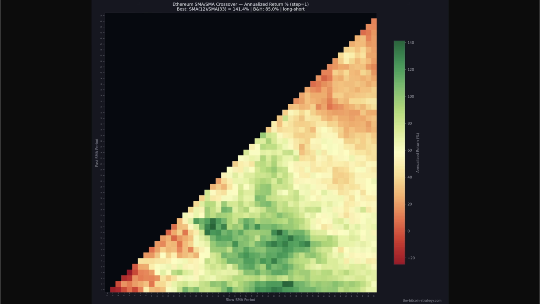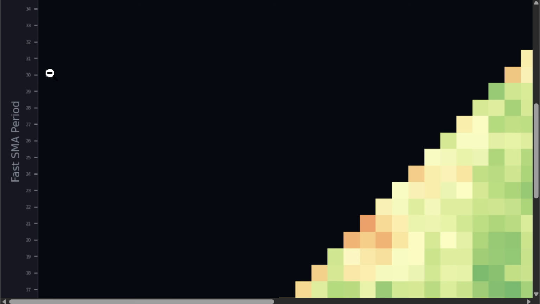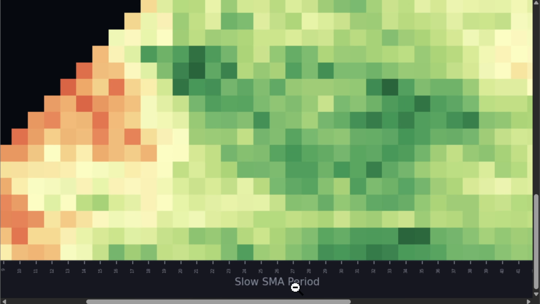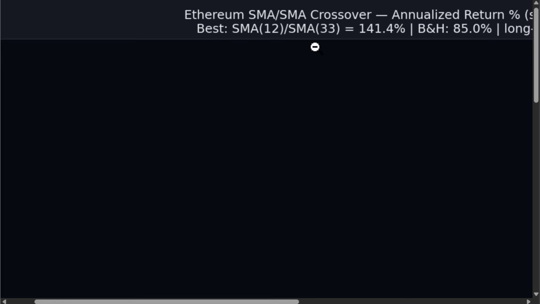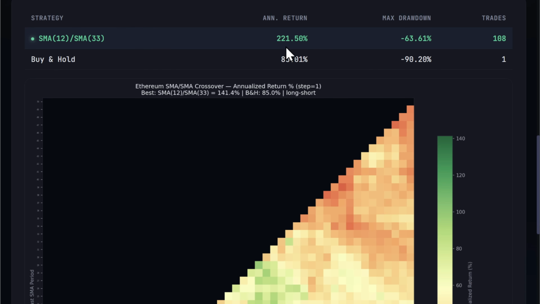This now shows the best moving average for the fast SMA duration and the slow SMA duration, what combination historically worked the best for Ethereum. And the best data point is over here. It is the 12-day simple moving average, that's the fast one, versus the 33-day simple moving average. If we go both long and short with that moving average, without any leverage, we get 221% per annum in backtested return. And that's by executing 108 trades.